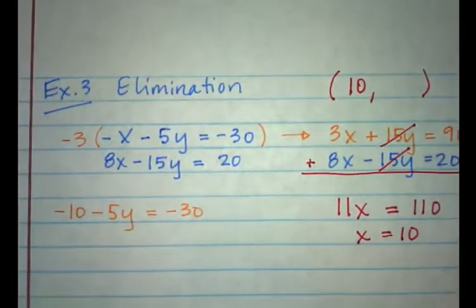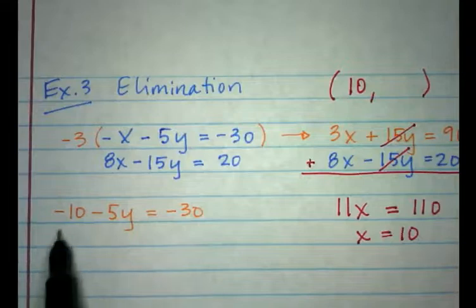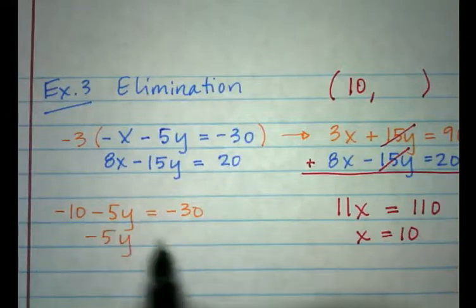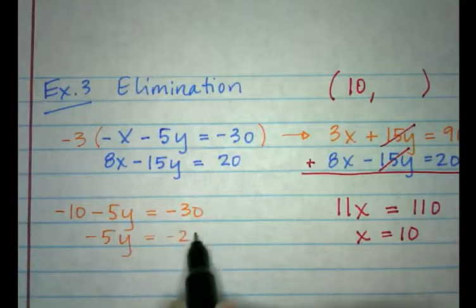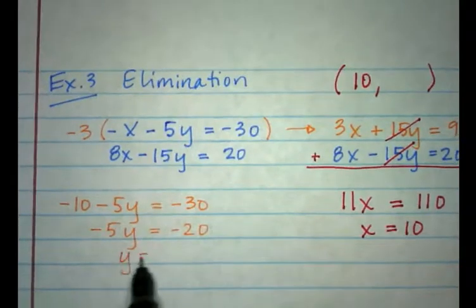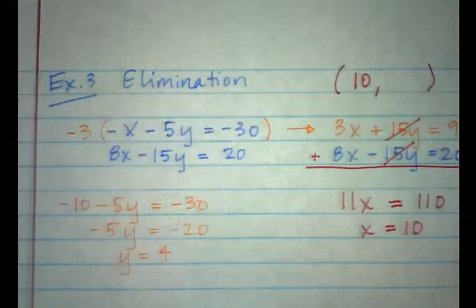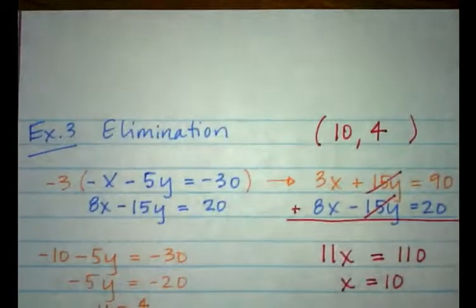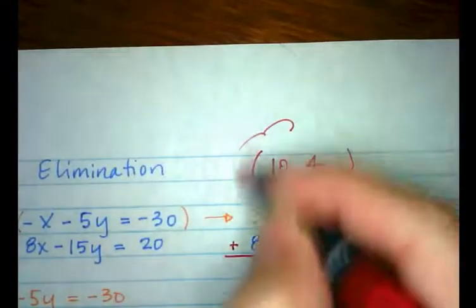All right, now if you can't quite see this, then you just need to go through the steps. But if you add 10 to both sides, that tells us that negative 5y needs to equal negative 20. And dividing by negative 5 tells us that y would equal 4. So this ordered pair, 10, 4, is the point where those 2 lines would meet on a graph.